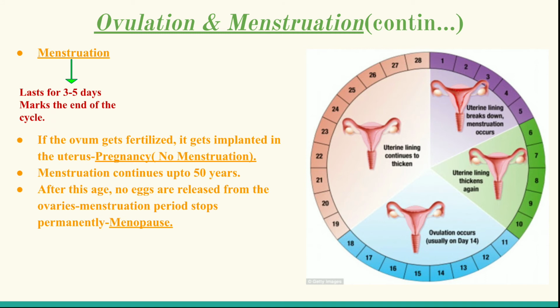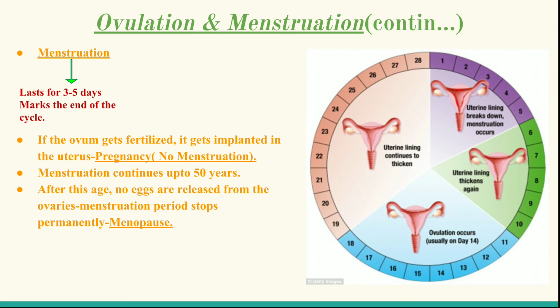You can see from the picture, this uterine lining breaks down. This breaking down of the uterine lining is the menstruation which is occurring. That is generally 1 to 5 days, or 7 days; sometimes it varies. Then a new cycle starts.